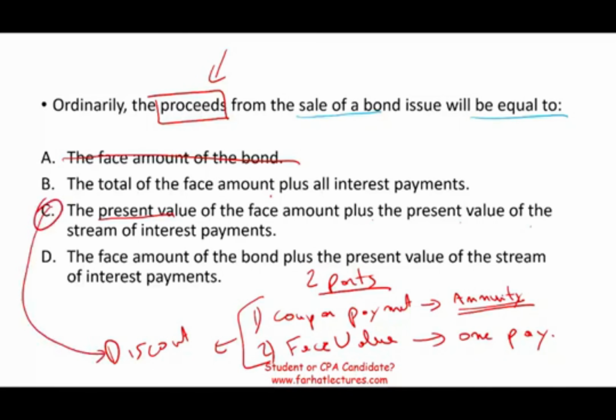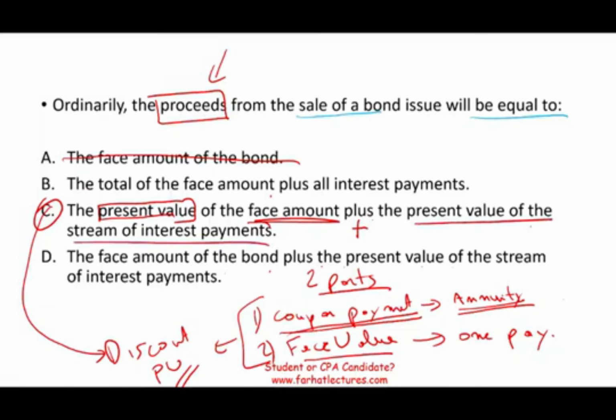You notice what I said here? I said you discount them. Discount them means finding the present value. You have to find the present value of the coupon payments, and you have to find the present value of the face value. It's not the face amount of the bond plus the present value of the stream of interest payments. No, you discount both. It's the present value of the face amount, which is the face value, plus the present value of the stream of payments. So you add those two together, the present value.